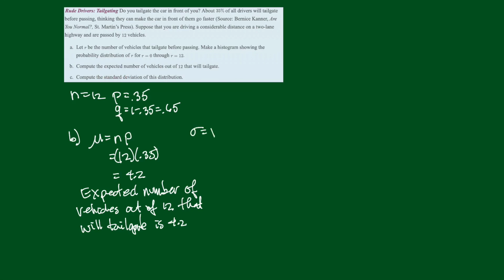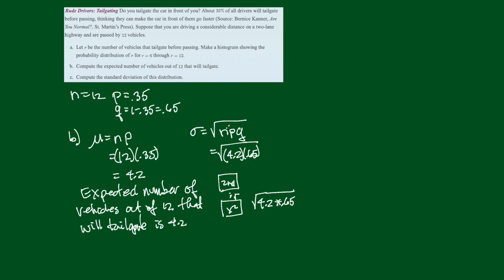So how about sigma? That's the square root of npq. Now look, we've already got n times p, right? We just did that. So let's do 4.2 times 0.65 and take the square root. I'm going to press the second key, go down a ways, and press the x squared key. It's got the square root on top, so I get the square root, and then I put in 4.2 times 0.65, and that square root moves over. When I did this, I got 1.65227, and a bunch of other digits.